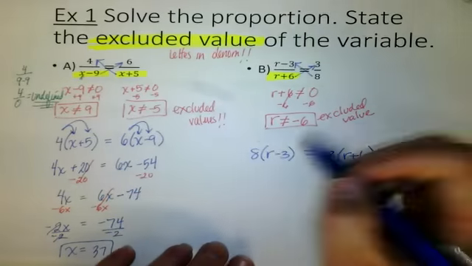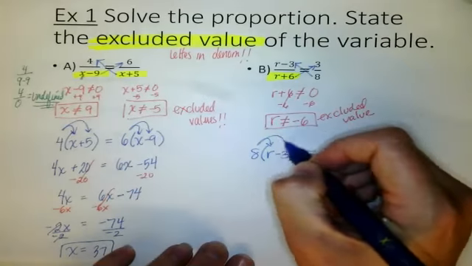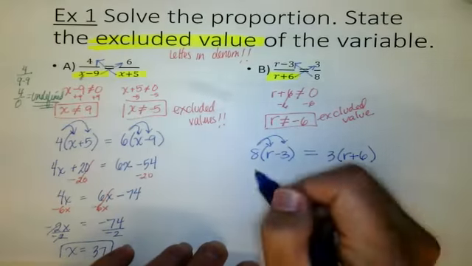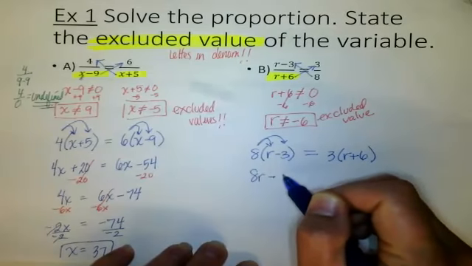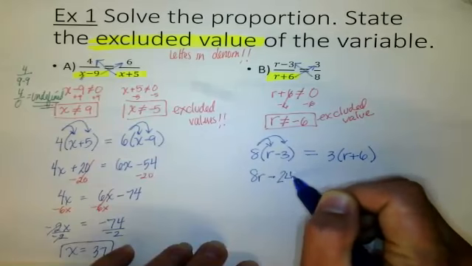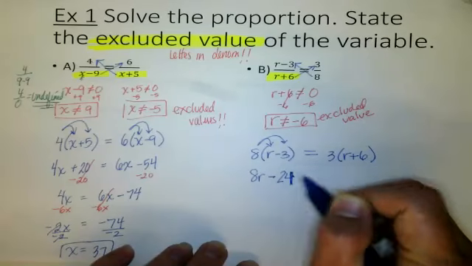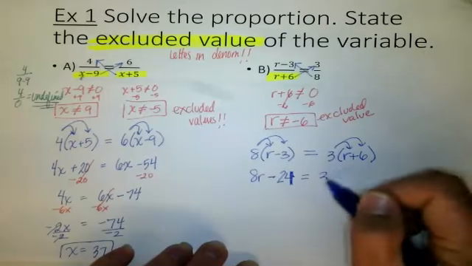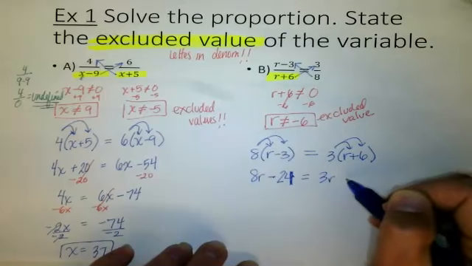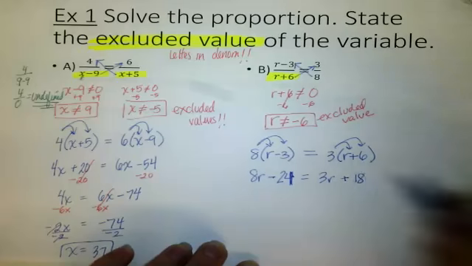Then we want to distribute. If I distribute the 8, what do we get when we distribute? 8r minus 24 is equal to, if we distribute the 3, what do we get? 3r plus 18. Very good.